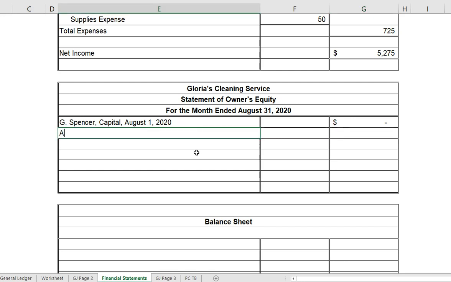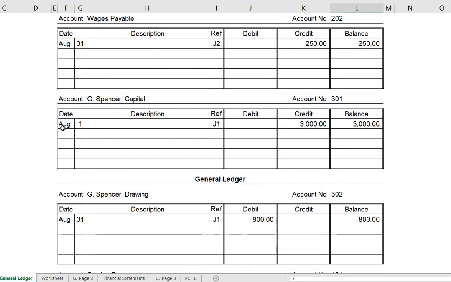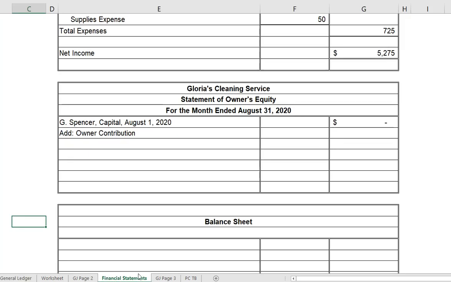So we're going to have some additions. There's only 2 additions you could possibly have. One is an owner contribution and the other is net income. So we're going to do the owner contribution first. And if you recall, how do we find that out? So if we go back to our general ledger and we look at our owner's capital, we did have an owner contribution right here of $3,000. So that's what's going to go here.